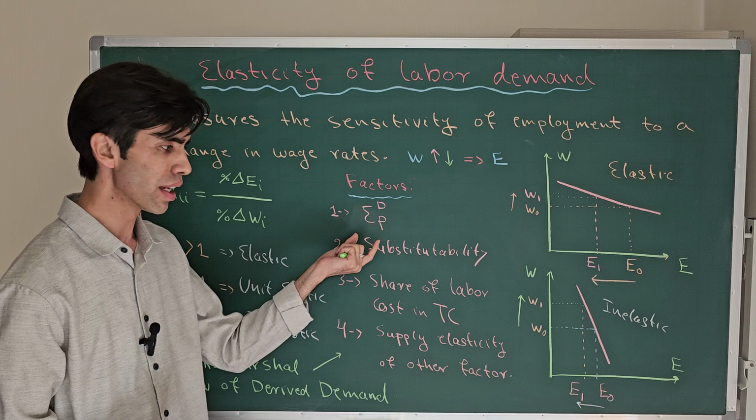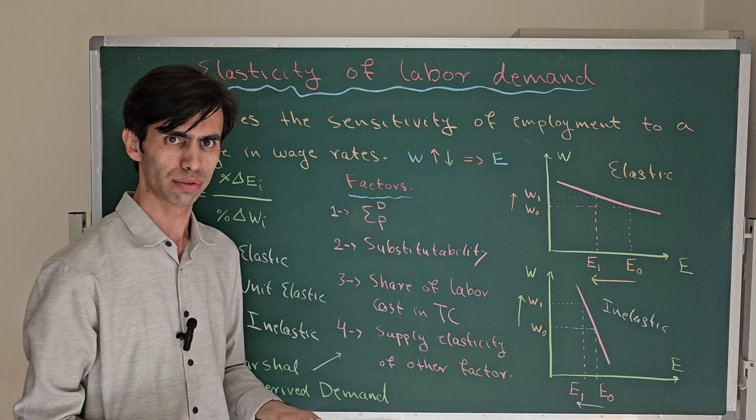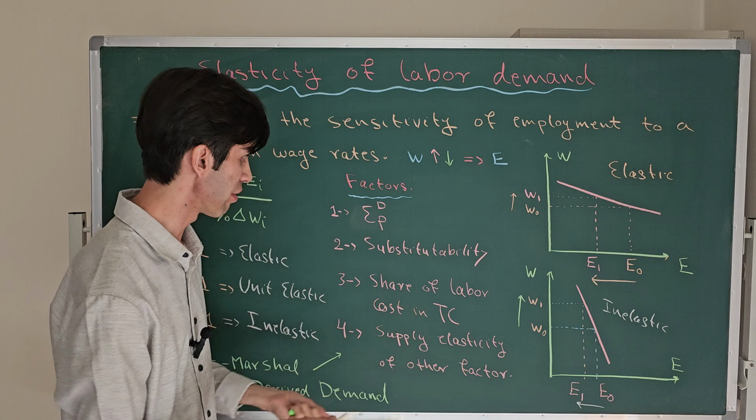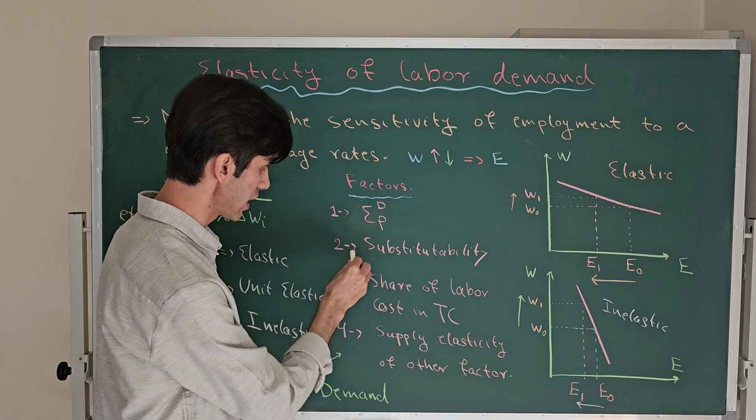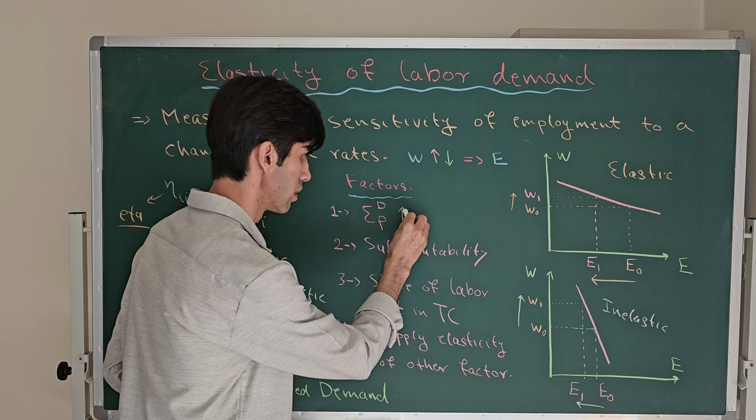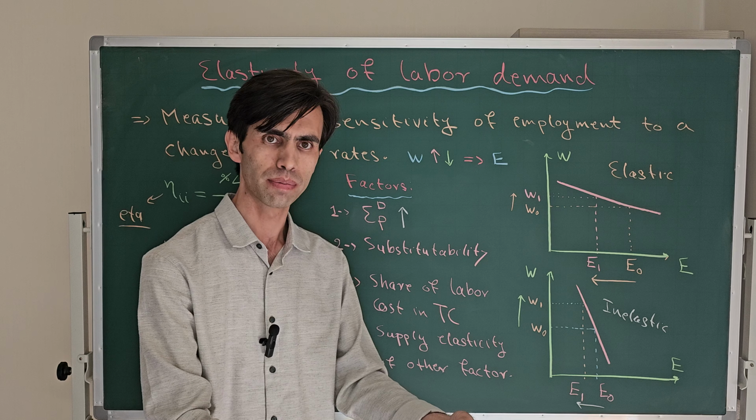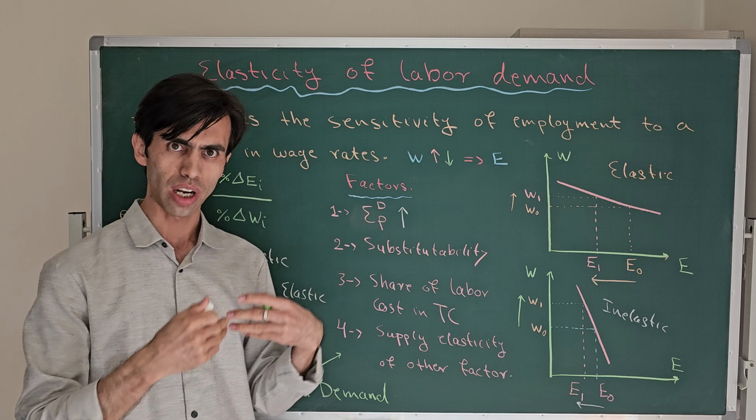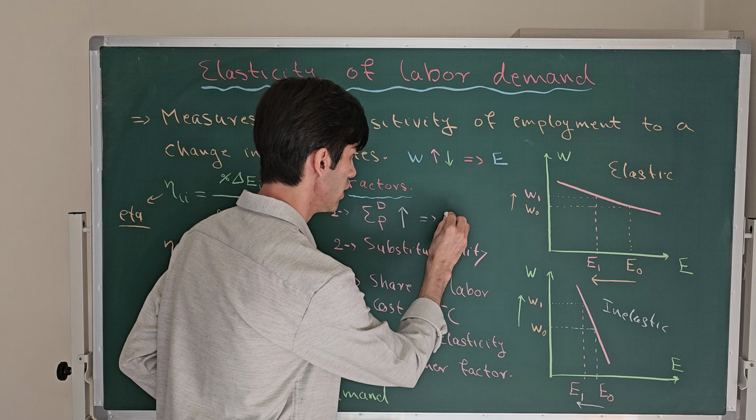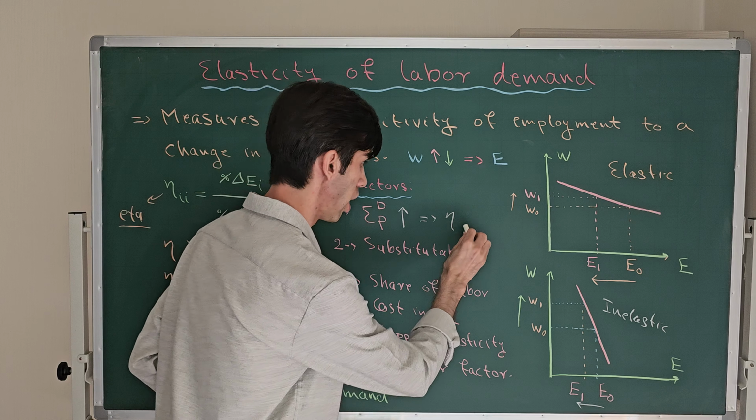The first one is the price elasticity of demand for the final output that you are using labor to produce. If the price elasticity of demand for the final output is high, that means when you increase the price of your final output, the demand for the final output would decline a lot. It means here the own wage elasticity of labor demand would also be higher.